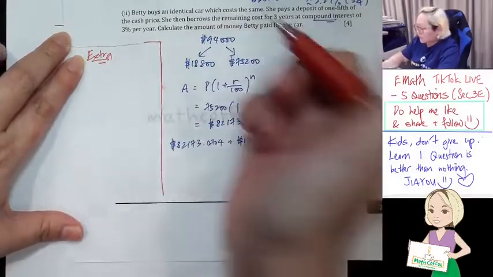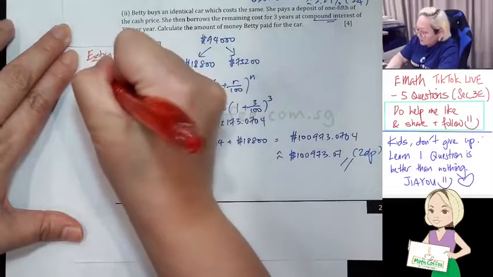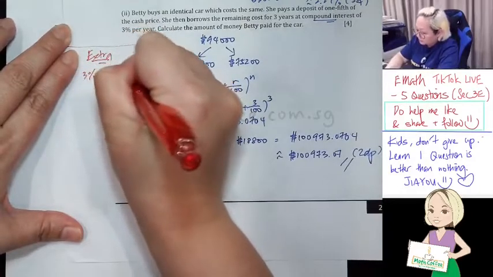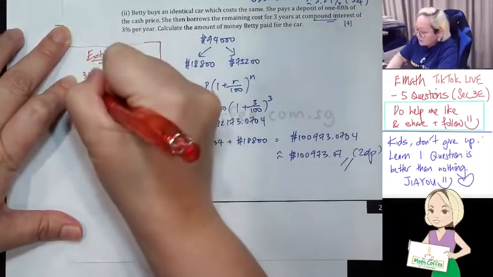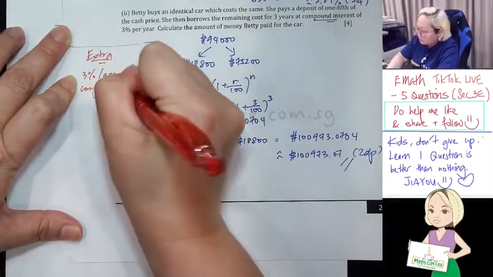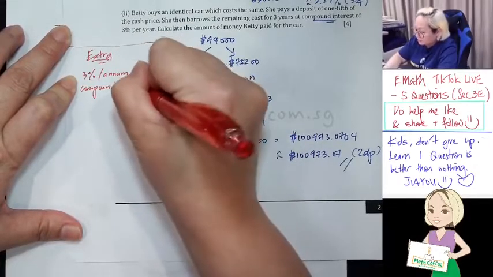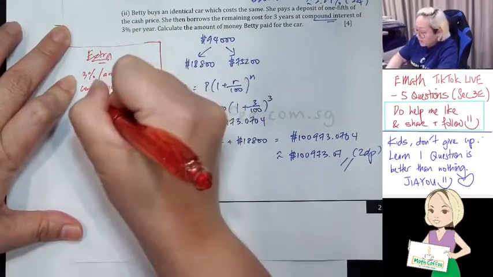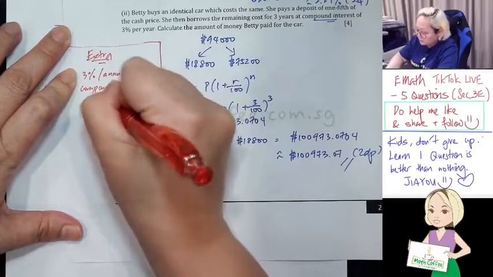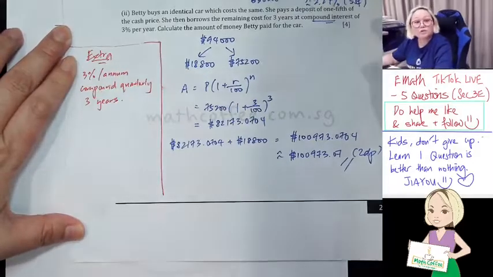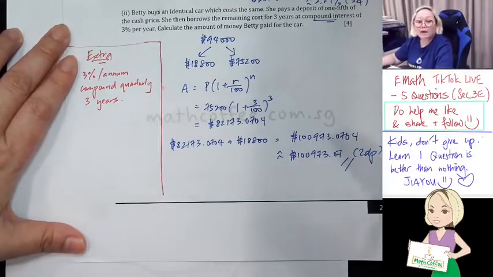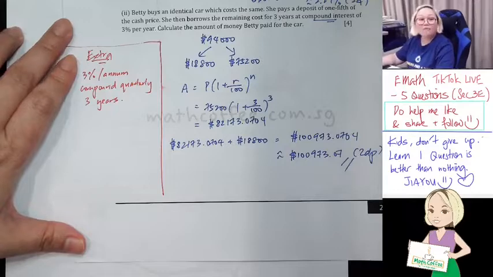So let's say I change. I say it will also be 3% per annum, but this time around, I say it is going to be compound quarterly. And I still remain it as 3 years. So the only change is the compound becomes quarterly instead of yearly.